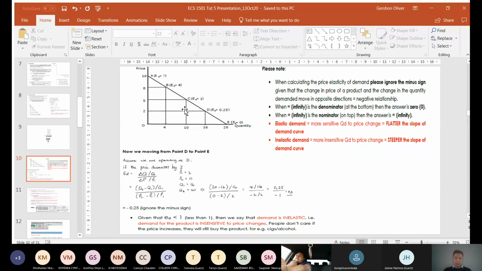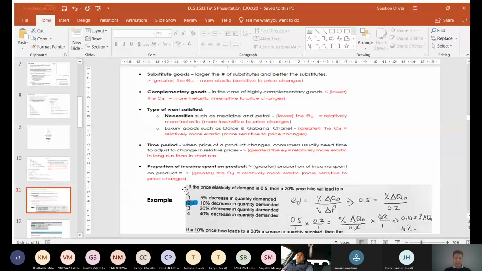The more inelastic demand, the more insensitive your quantity demanded to price changes, the steeper the slope of the demand curve. And when I say the steeper the slope of the demand curve, the more vertical it's going to be. That is the key takeaway from that slide. I'm going to move to the next slide.